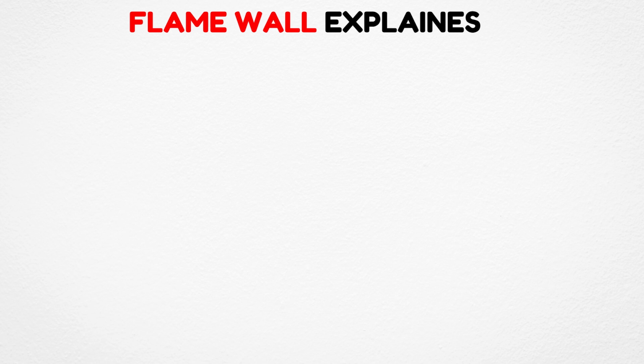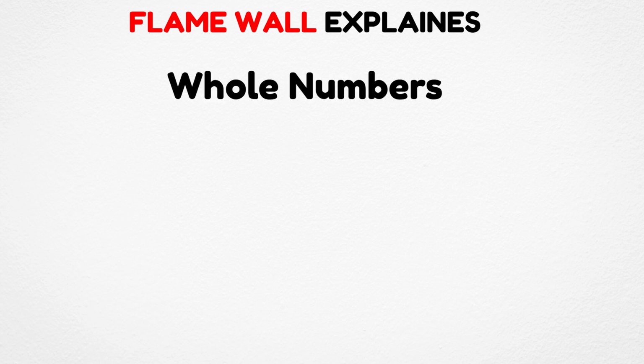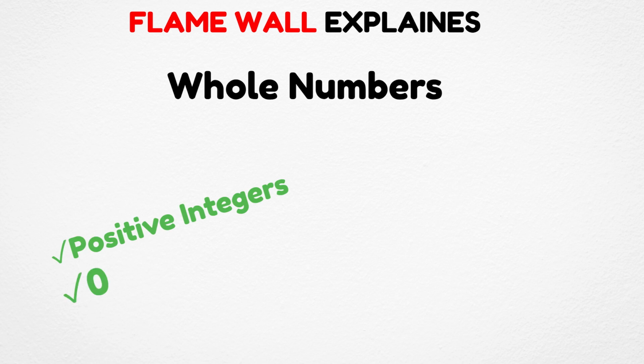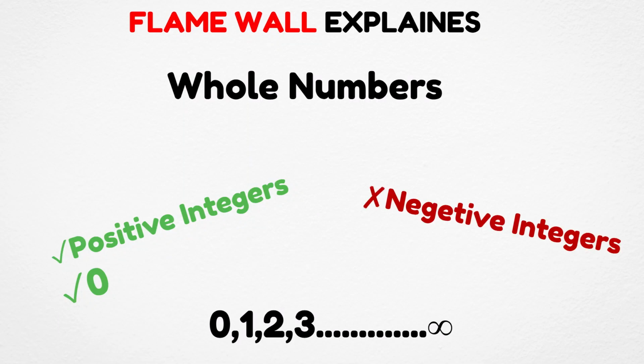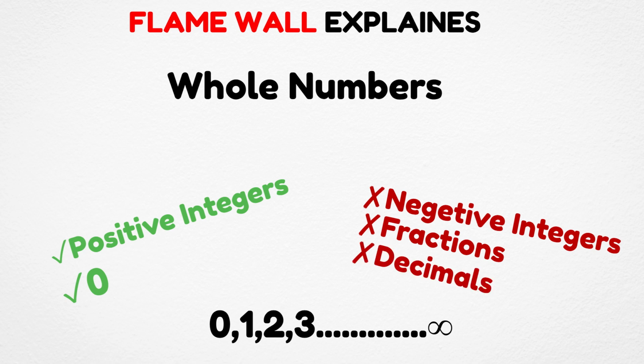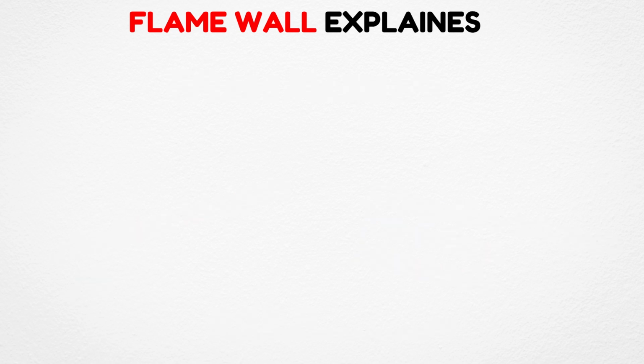Next we are going to see about whole numbers. Whole numbers are the set of all positive integers, including 0, represented by the set 0, 1, 2, 3 and so on. They do not include negative numbers, fractions or decimals and are used for counting and measurement.